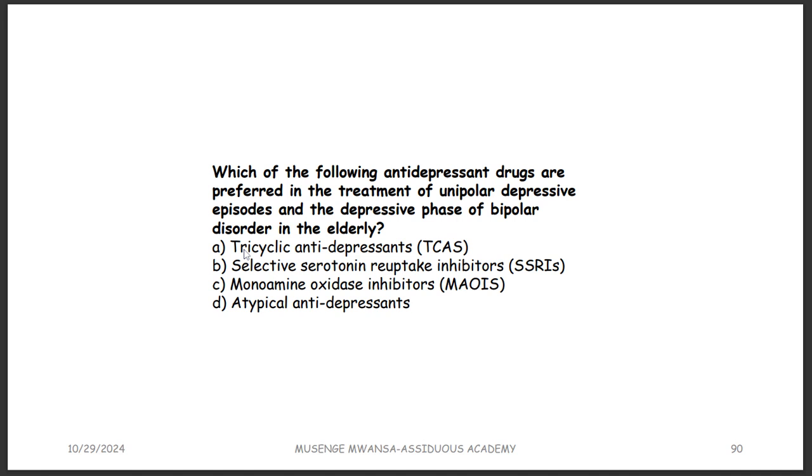Which of the following antidepressant drugs are preferred in the treatment of unipolar depressive episodes and the depressive phase of bipolar disorder in the elderly? Tricyclic antidepressant, selective serotonin reuptake inhibitor, MAO inhibitor, atypical antidepressant. Anyone for this one? Anyone?